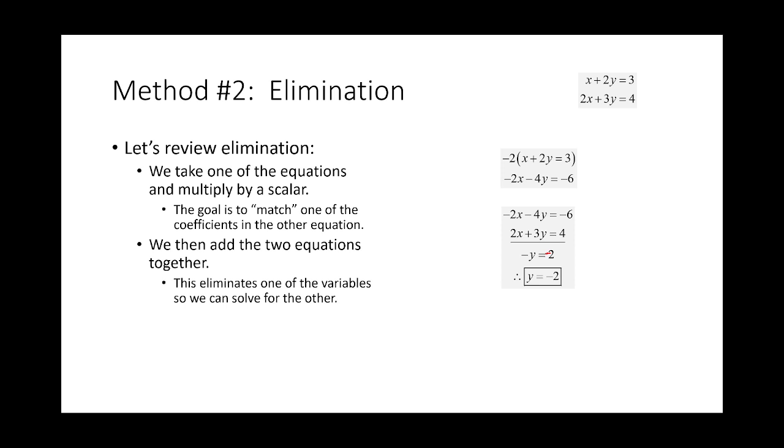-4y and +3y gives you -y. But look what's going on with the x's. -2x and +2x, those cancel. Those are eliminated. Hence the name of the method, elimination.